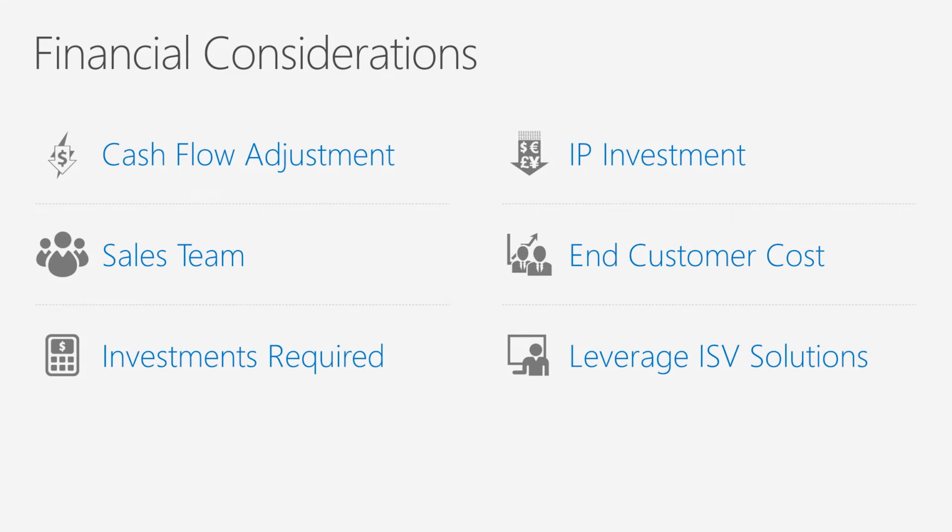Now, when you're moving to CSP, there are also some financial considerations that should be addressed. In the area of cash flow, CSP introduces a model where incremental revenue is received over many months, so you want to be sure to address this with your internal processes. In the area of compensation, you do need to think about this for your sales team. It'll likely need to be reconsidered, along with scrutiny into where additional investments are going to be required.